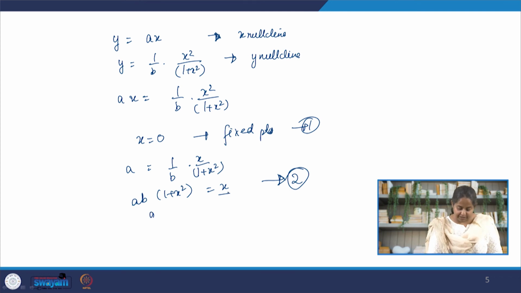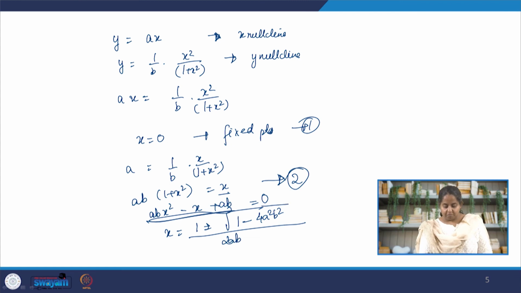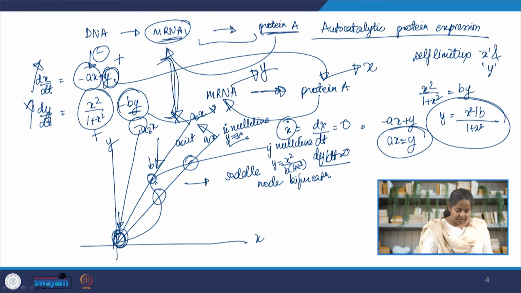Let's open the brackets. We get abx square minus x plus ab is equal to 0. This is a quadratic equation. x, the other critical fixed points, will be given by 1 plus minus square root of 1 minus 4a square b square, divided by 2ab. Okay, so these are the other two fixed points. If you remember, one fixed point is 0, 0, which is always going to be the case. x is 0, and remember, nullcline for x-axis, if x is 0, y has got to be 0. So this is always a fixed point. We are talking about these two fixed points.